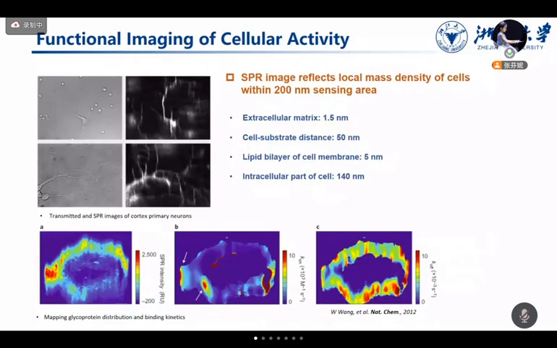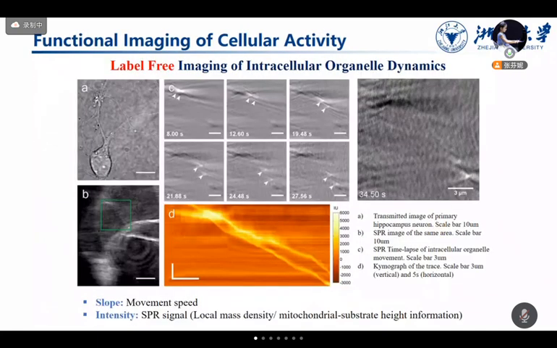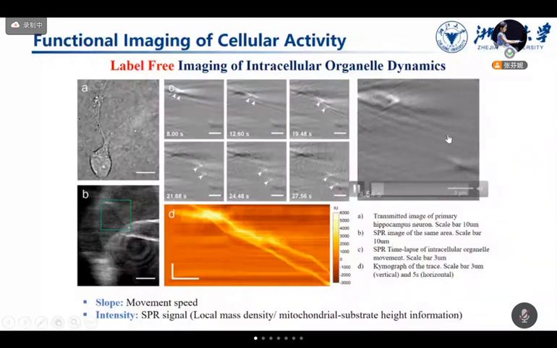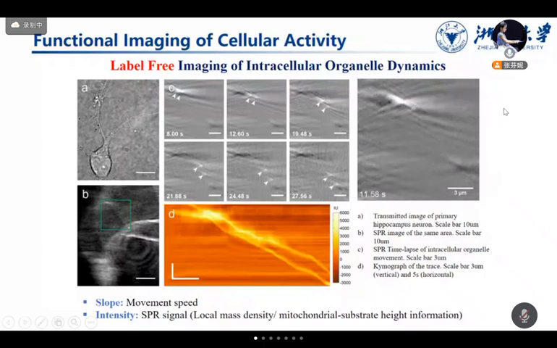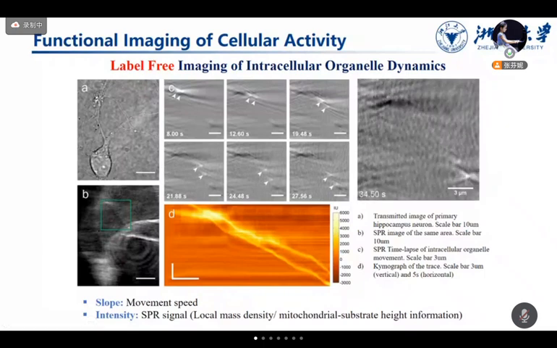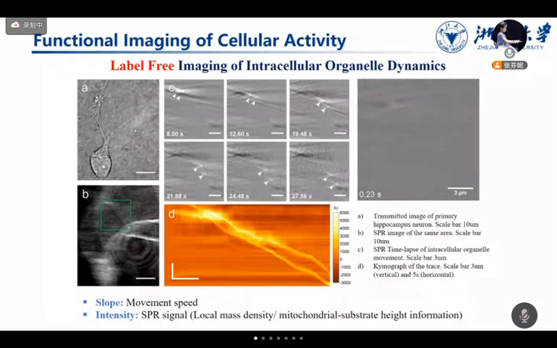Okay, so this one is very interesting. Just because of time limit, I'm just going to quickly introduce. We are trying to use our SPR microscopy to image the intracellular organelles. This organelle is actually mitochondria. You can see this is how mitochondria is moving along the cytoskeleton. This is very interesting. It tells us that all the organelles inside the cells are not moving randomly. They all traffic through the actin, right?